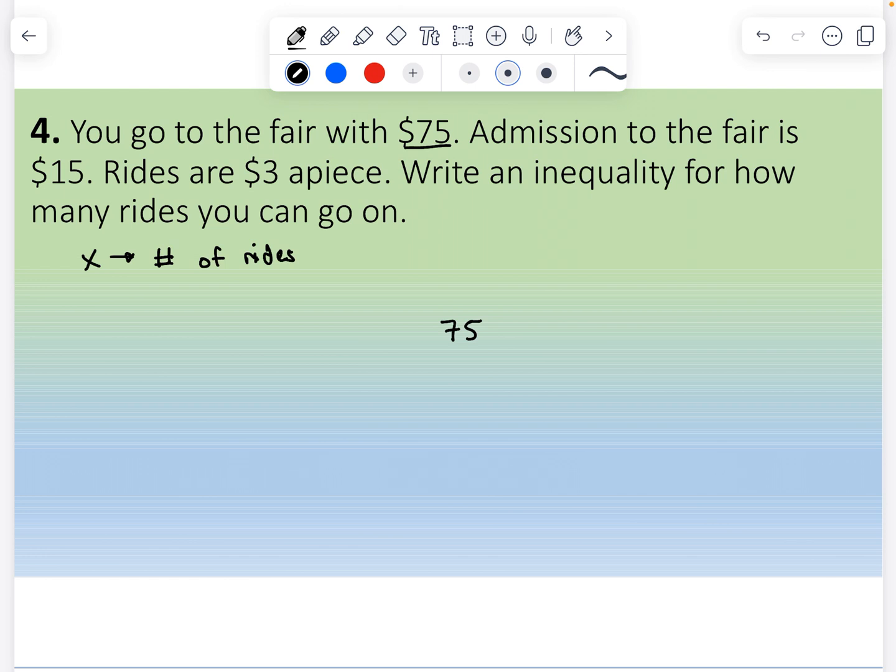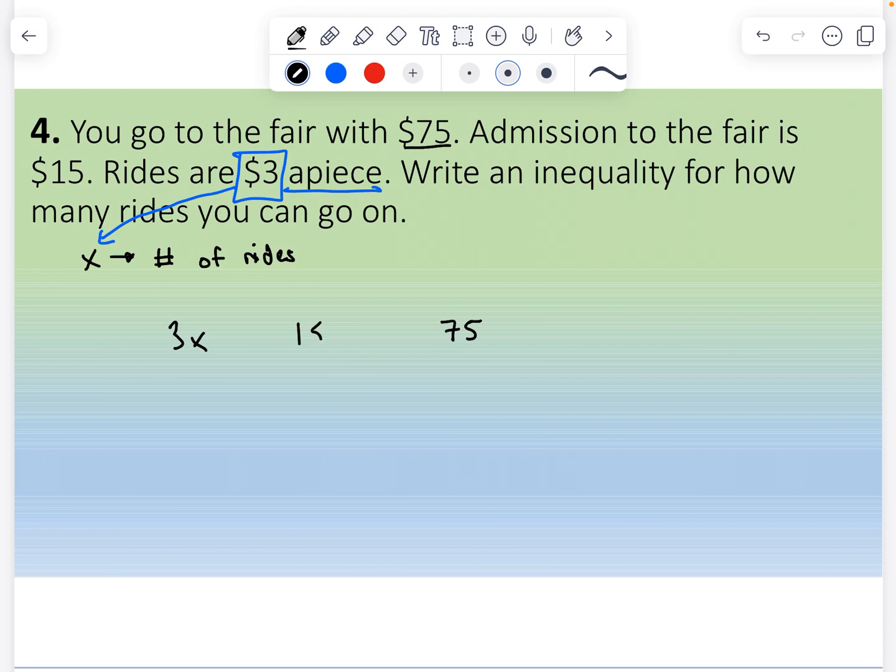Okay, so we're going to go ahead and attach x to something. Well, we have the numbers 15 and 3. Well, a piece kind of gives you away that 3 and x are going to be attached to one another, right? 3 times however many rides I do. So 3x is going to go together.